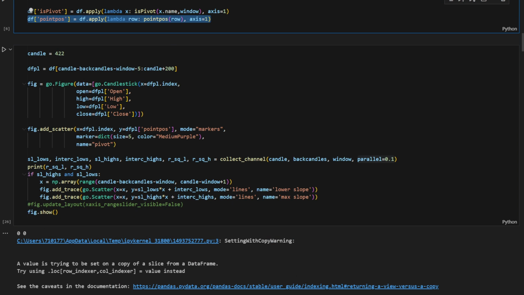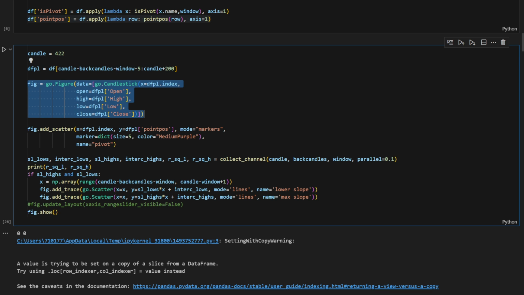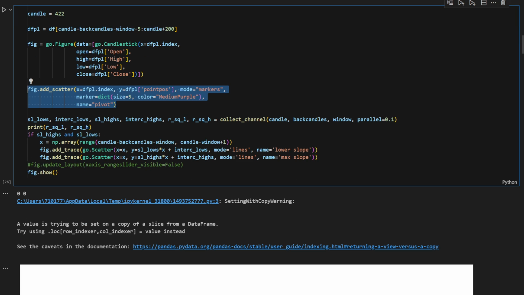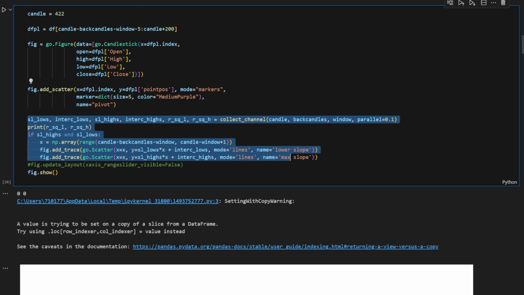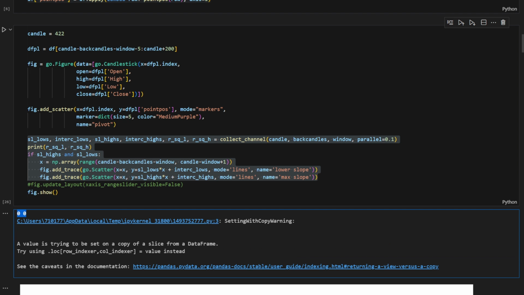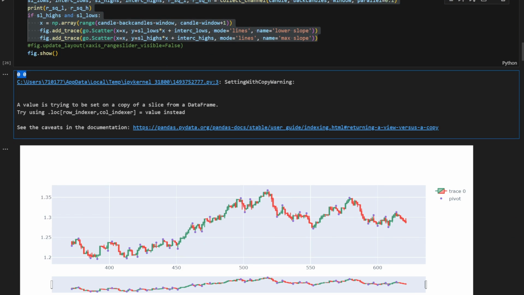We're going to provide a candle, like a central candle of interest, for example, slice around the candle. Then we're going to plot the candlesticks around it. And we're going to add, using the add scatter, the point positions wherever we have pivots. And we're also computing the signal at this point just to make sure that if we have a signal, we are printing it right here. So at the moment for this candle, we don't have a signal. And this is what we have.